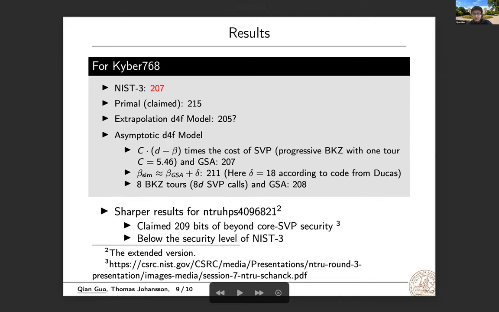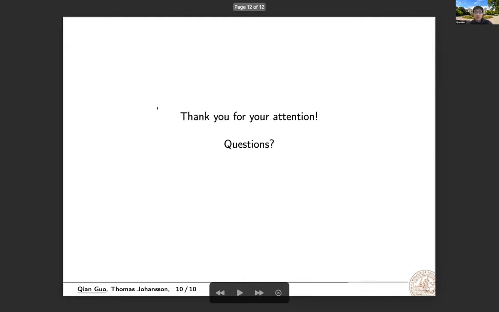Actually, we get sharper results for this NTRU parameter because they only claim 209 bits of security. So the security margin is only 2 bits. So for all the models discussed above, we can do below the security level, like 207 bits. So thank you very much for your attention.